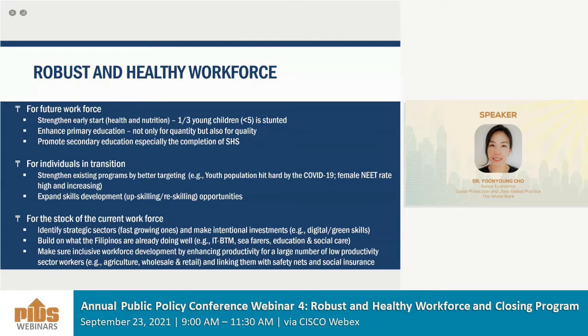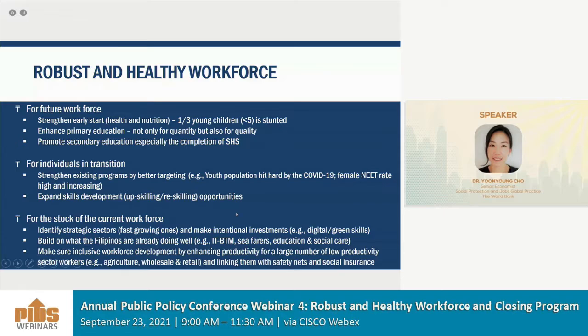I just like to briefly mention in terms of the robust and healthy workforce. For the future workforce, I cannot overemphasize the importance of starting early in terms of health and nutrition to education and primary and secondary education. So strengthening education is going to be very important. And for workers in transition, for individuals that are transitioning from schools to work, strengthening existing programs by better targeting, especially vulnerable youth, is going to be very important.